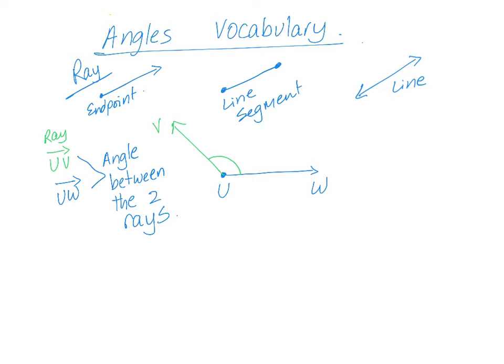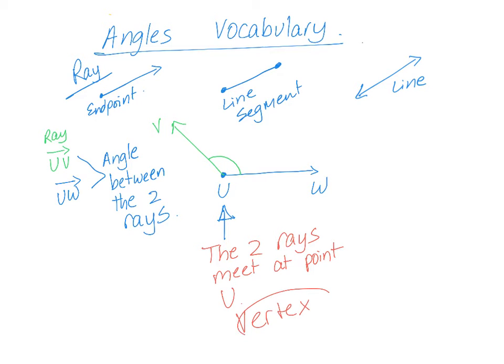Now, they meet at a certain point. The two rays meet at point U. This point is called the vertex. So vertex is equal to U. Whenever two lines intersect, the point at which they meet is called the vertex. We've already identified the two rays. Now let's describe the angle.